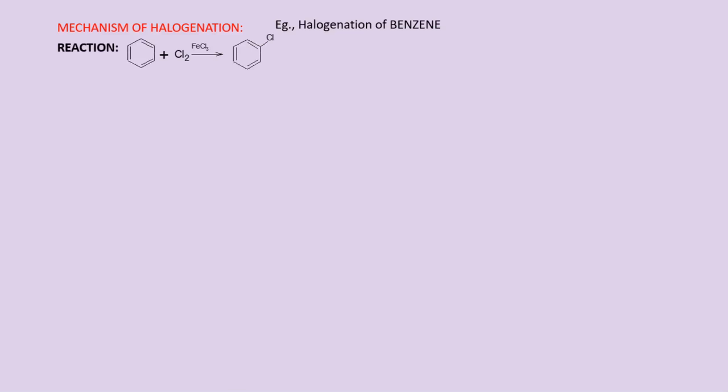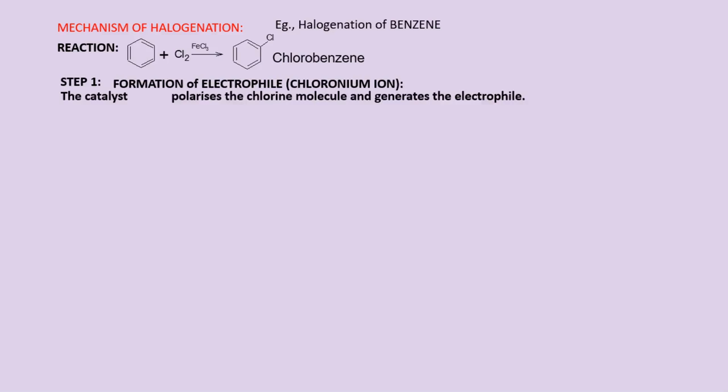Now let us see the overall reaction. When benzene reacts with chlorine in presence of FeCl3 catalyst, chlorobenzene is formed. And step 1 is always the formation of the electrophile, nothing but chloronium ion. Here the catalyst FeCl3 polarizes the chlorine molecule and generates the electrophile. For example, chlorine is covalent in nature, non-polar, and so here the polarity can be induced by this FeCl3 catalyst. Now polarizing means creating the charge, opposite charges, plus and minus.